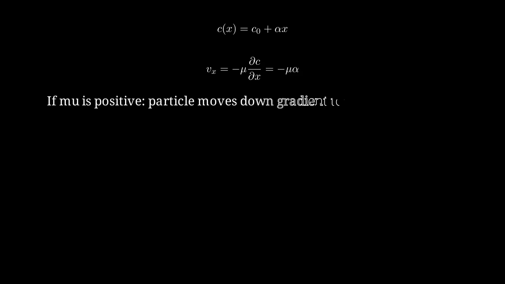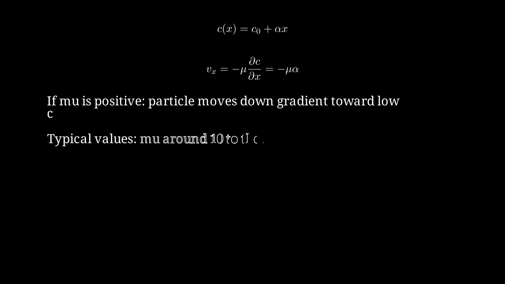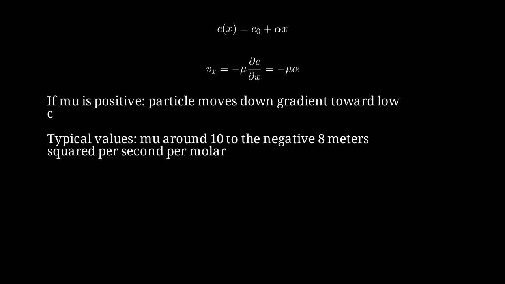If mu is positive, the particle moves down the gradient toward lower concentrations. If mu is negative, it moves up the gradient toward higher concentrations. This is analogous to bacterial chemotaxis, but without any sensing machinery. Typical experimental values for phoretic mobility are around 10 to the negative 8 meters squared per second per molar. For a gradient of 1 millimolar per millimeter, this gives velocities around 10 micrometers per second, which is measurable.